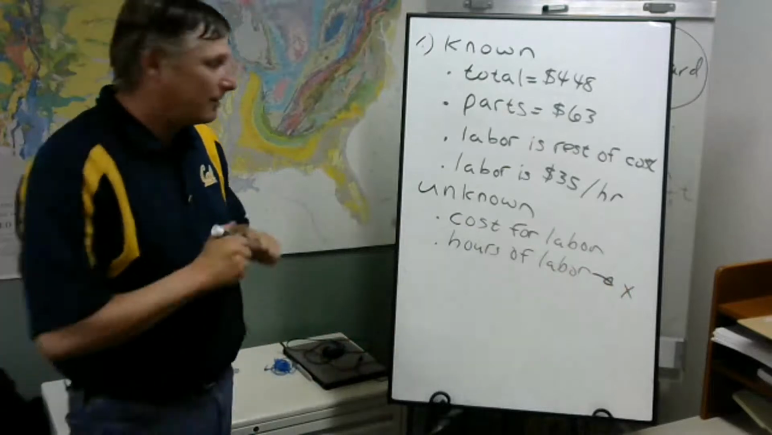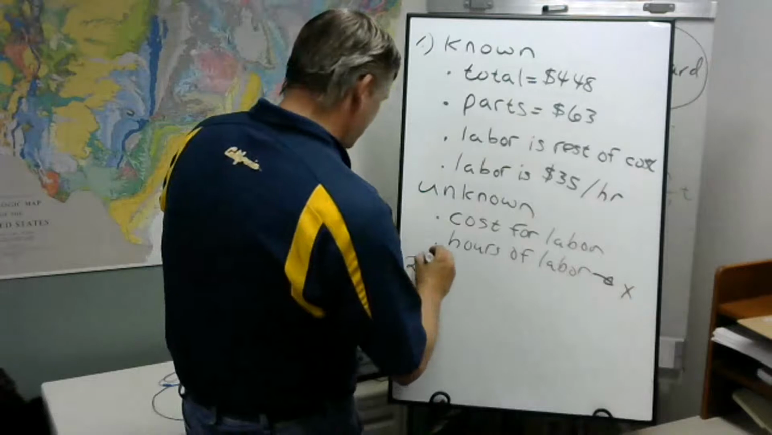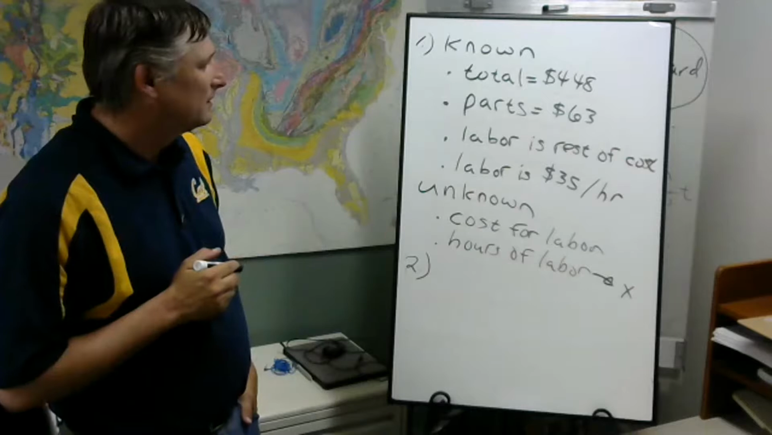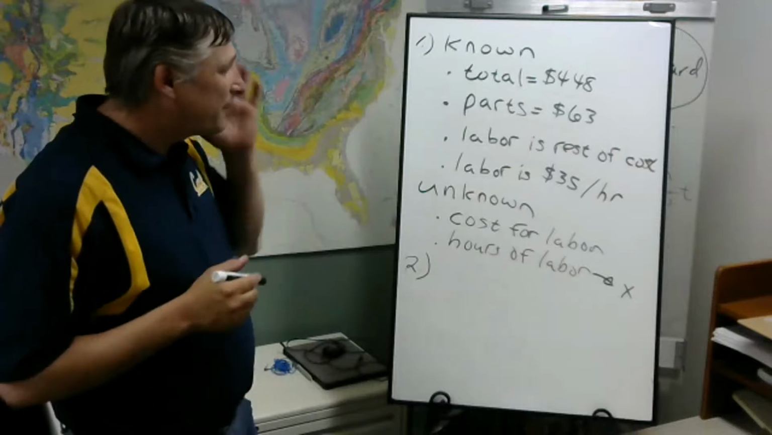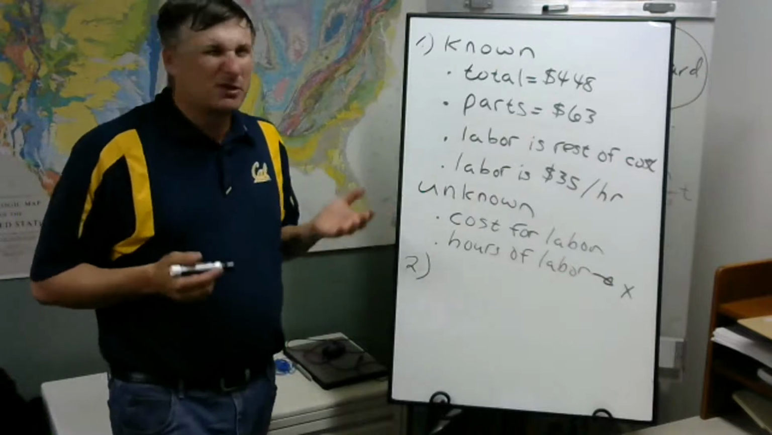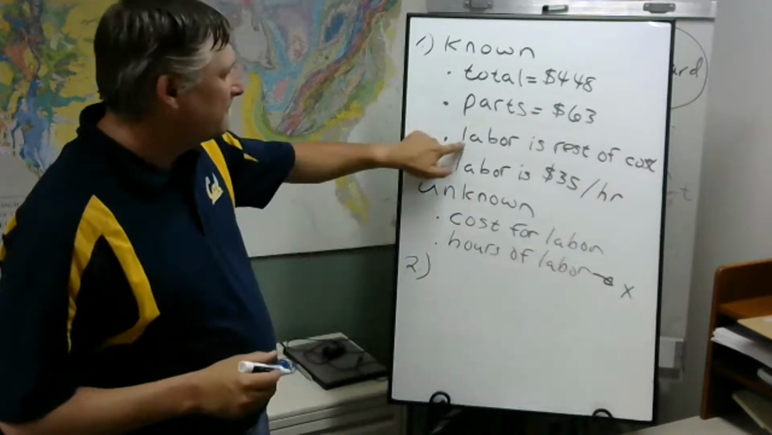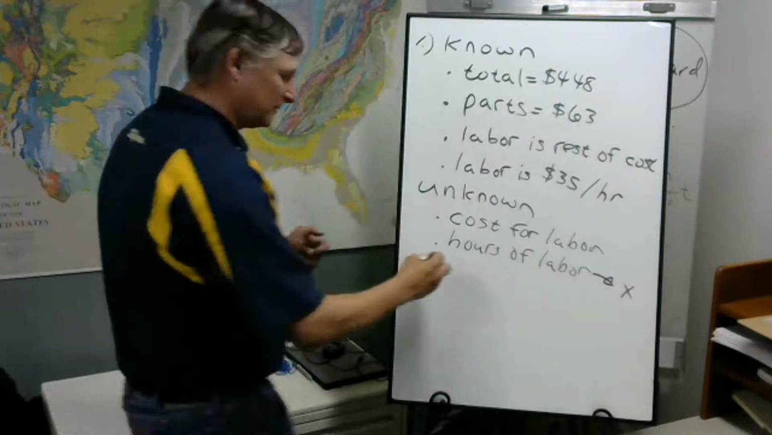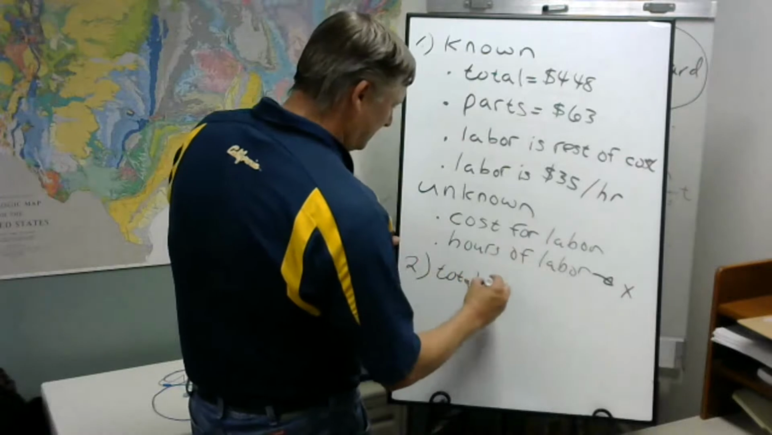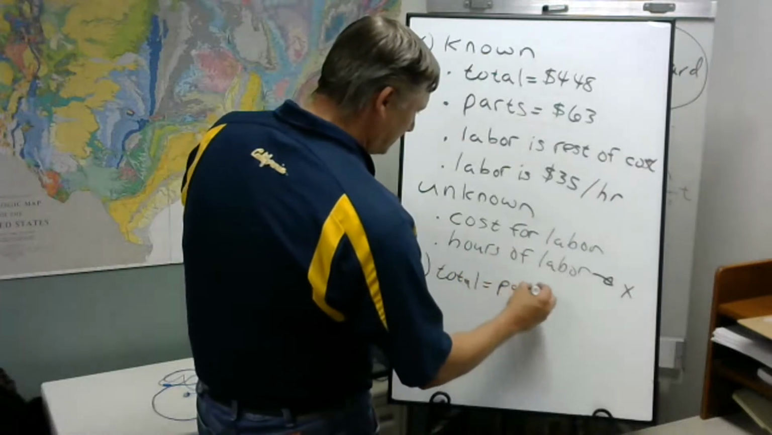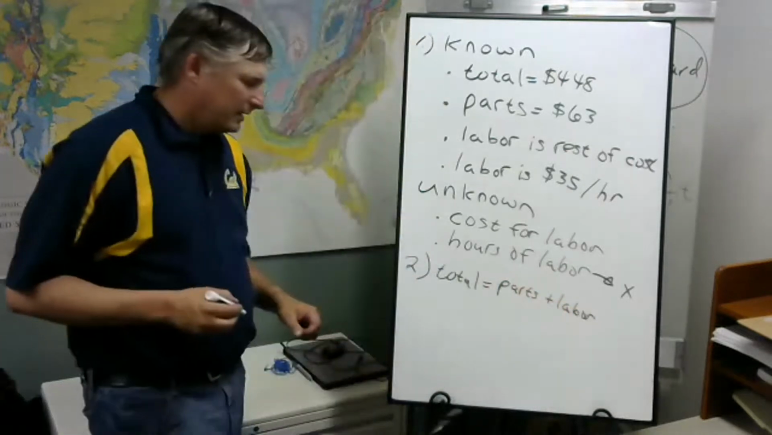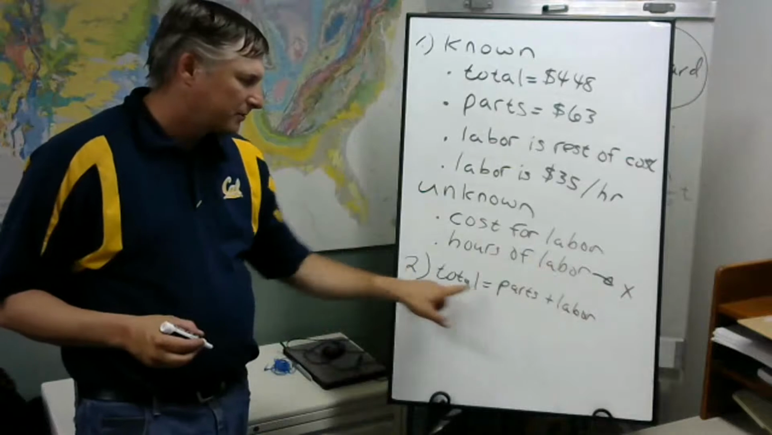So now let's talk about expressions. There's one thing that comes out here that you could put in step 1, you could put in step 2, but we can find out the cost for labor. That's fairly easy. There's an expression we can do here, and it doesn't involve X, but total is parts plus labor. And we could subtract the parts from total.